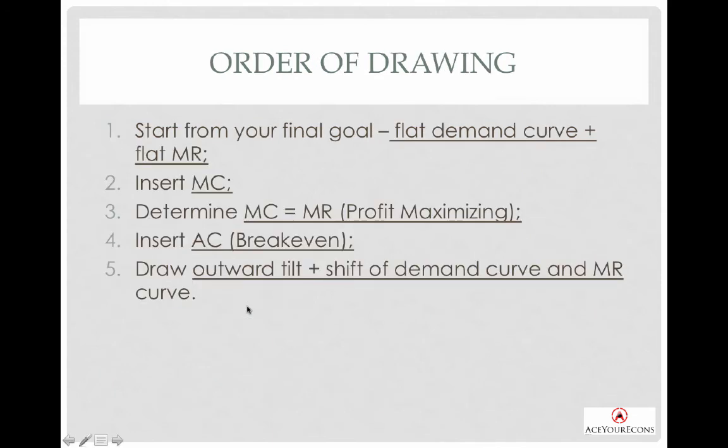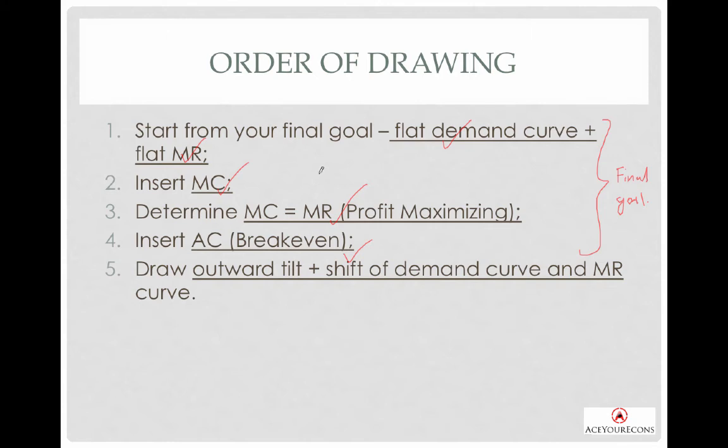So what you need to do is counterintuitive. You need to reverse your order of drawing. Instead of starting from the initial supernormal profit, you will start with your final goal, which is your flat demand curve and your flat marginal revenue curve. You start from your final goal, insert your marginal cost, insert your profit maximizing point, and draw a break-even diagram. You always want to start from your final goal first.